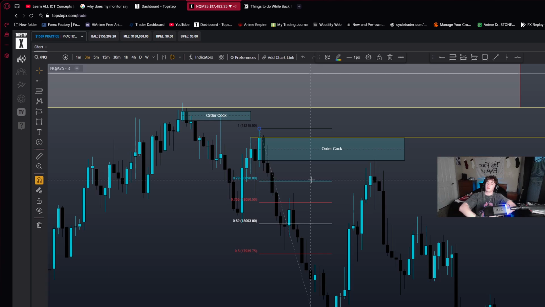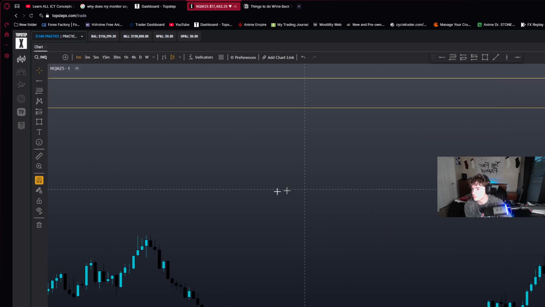I don't know how I feel about order blocks being my only confluence for trading now. I mean, there's a break of structure, but what else could there be? A 1-minute fair value gap, maybe?